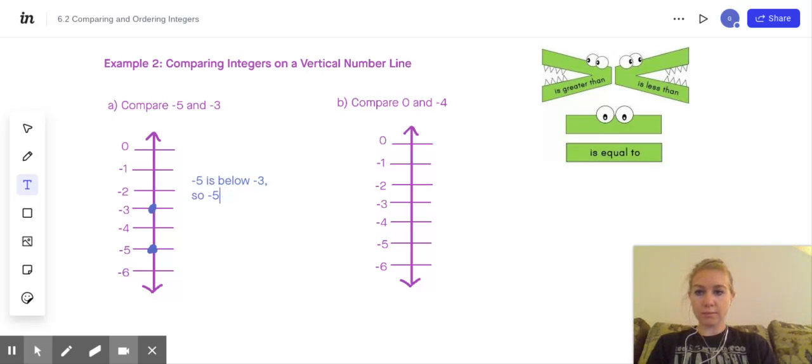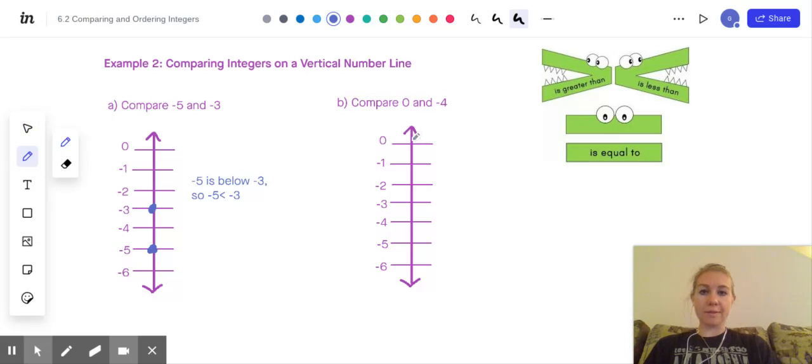Oh gosh, that turned into an arrow. I don't want that. Less than -3. There we go. Just add a space there. So when we're comparing numbers on a vertical number line, the numbers that are at the bottom are going to be the smallest or the least, and then the numbers at the top are going to be the greatest or the biggest numbers. Okay? Problem B, let's compare 0 and -4.